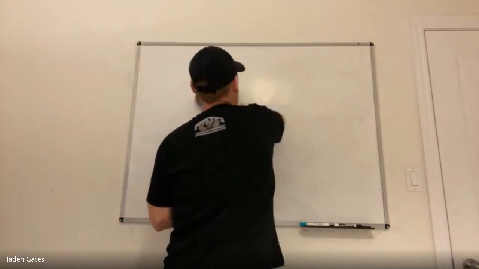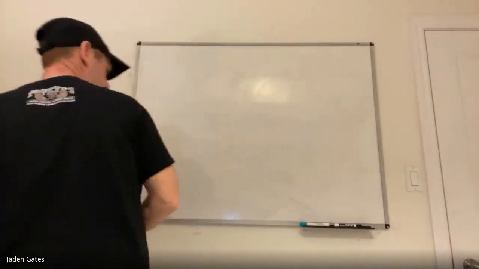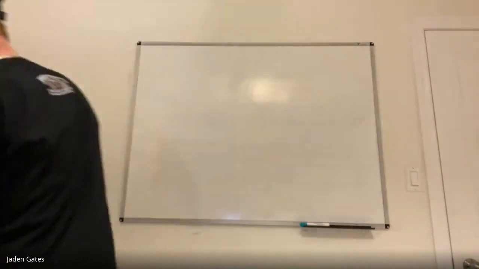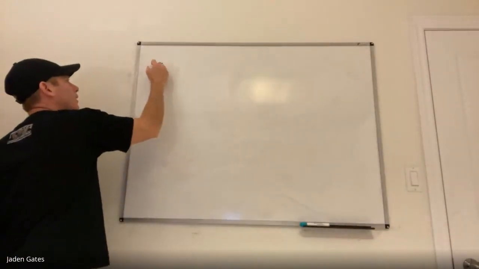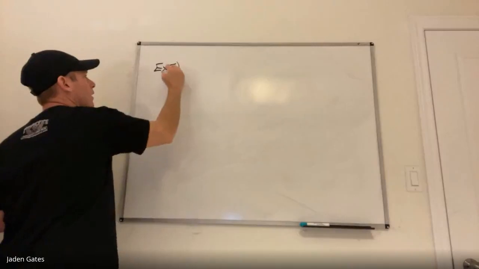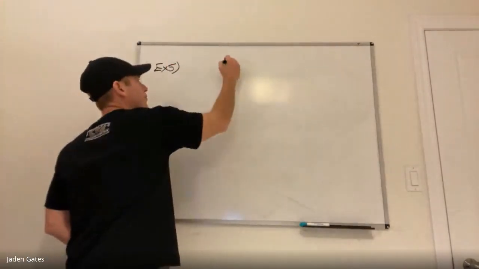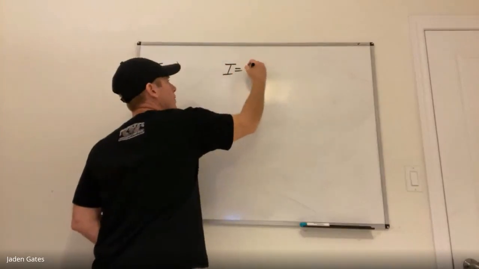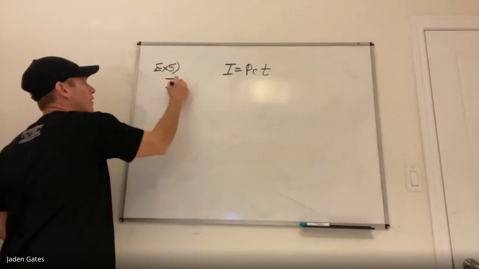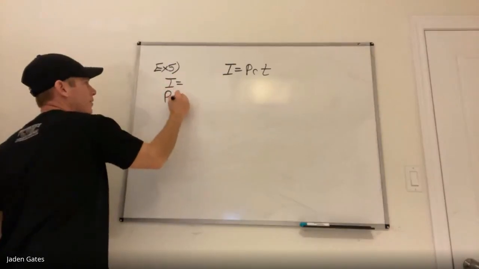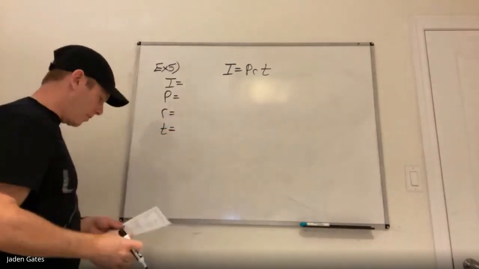All right, let's try a different variable here. We just solved for I a couple times. Let's look at example 5. All right, so example 5 is, again, we're going to use our simple interest formula, I equals PRT. And again, we have our variables. Where's this marker been all my life?